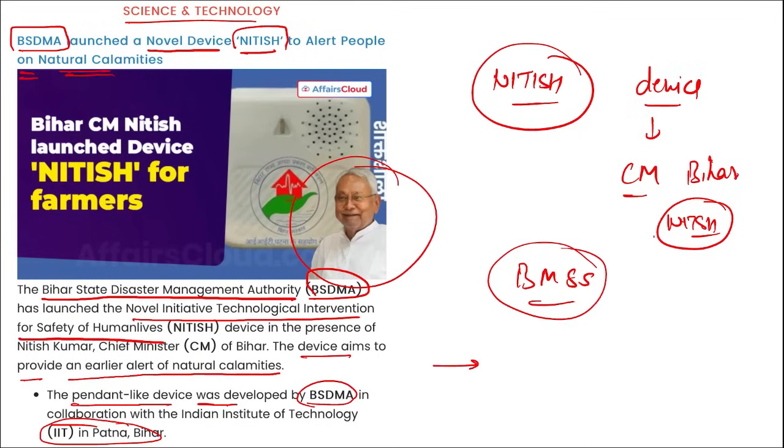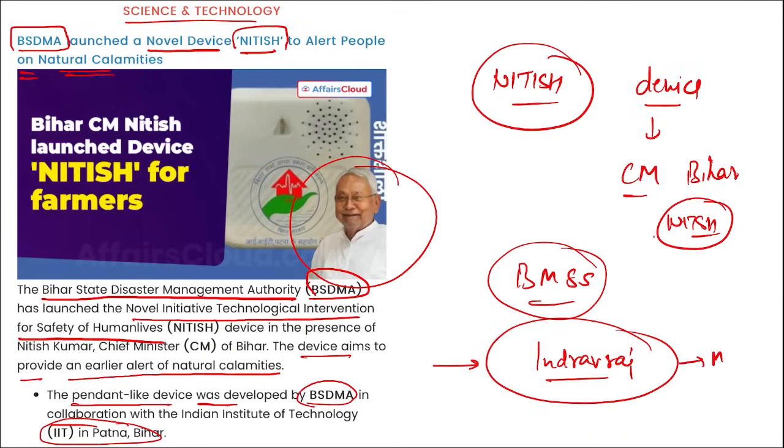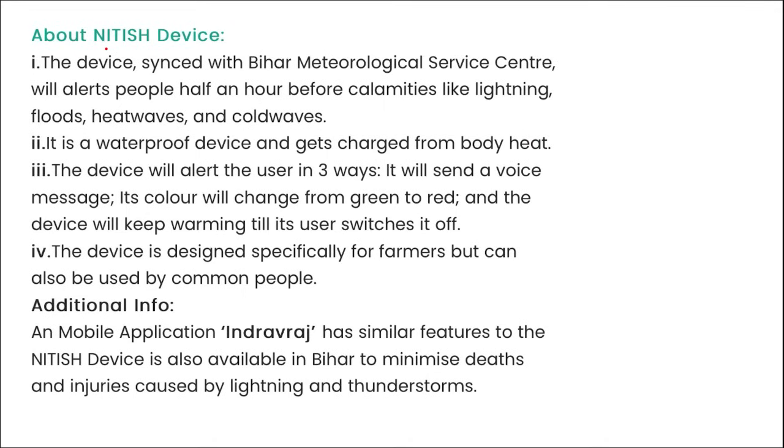Apart from this, friends, remember there is also a mobile application by the name Indra Vraj. This mobile application has similar applications to that of this Nitish device, and it is also available in Bihar. It is to minimize the death and injuries that can be caused by lightning and thunderstorm. So coming back, Nitish is a device launched by BSDMA to alert people on natural calamities. Here you can see the Nitish device and its features.